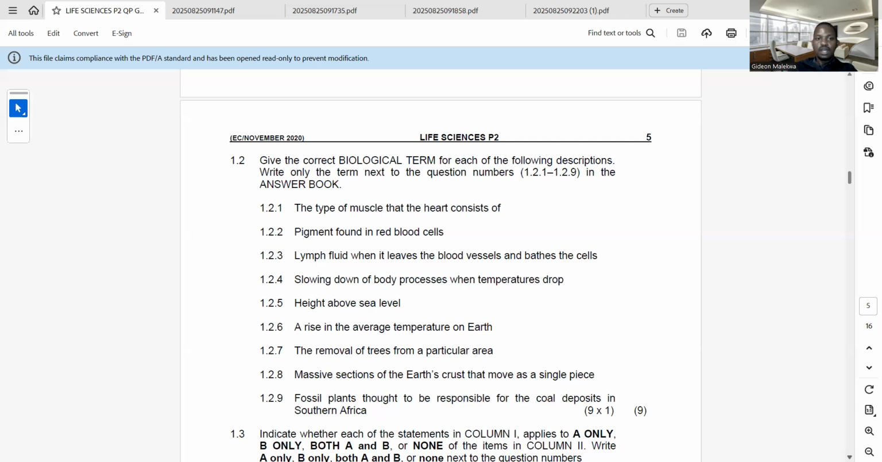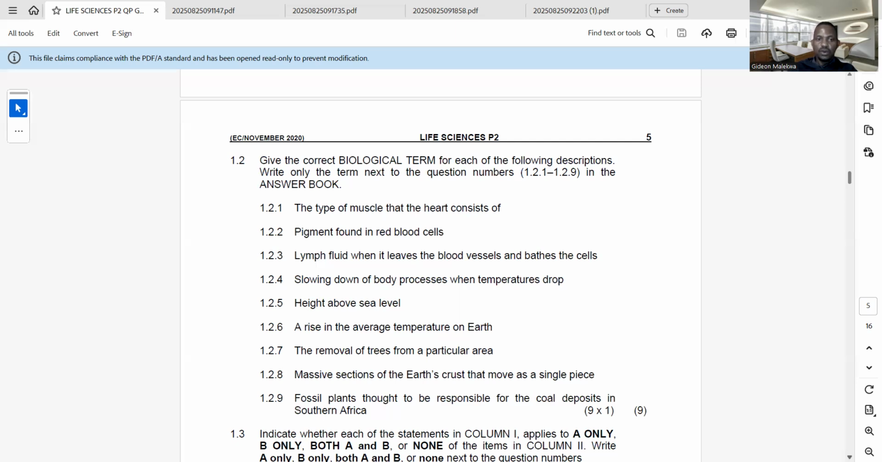That's it. And then question 1.2.3, using the same format, lymph fluid when it leaves the blood vessel and bathes the cells. The answer there is tissue fluid. So the answer there is tissue fluid. Let's move on to 1.2.4. 1.2.4, it's also a question associated with these life processes. So we are going to just take it as we are doing the other question.